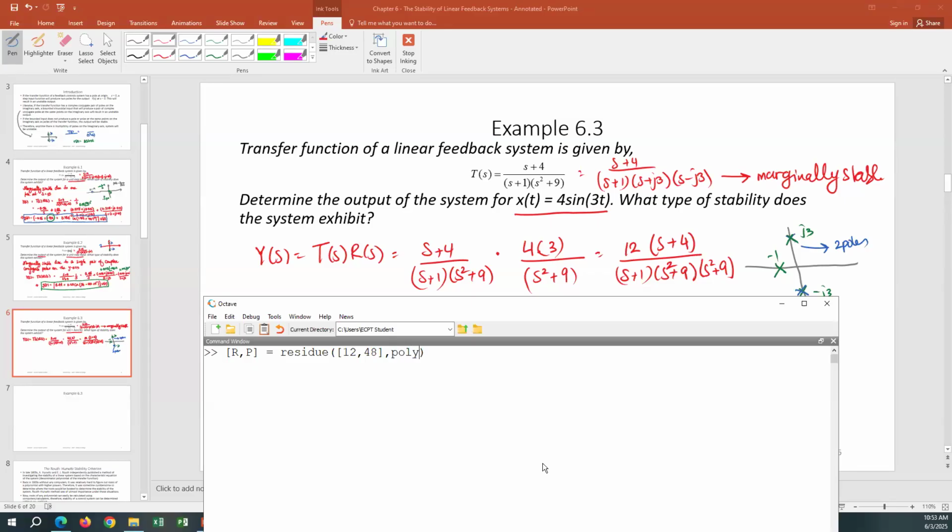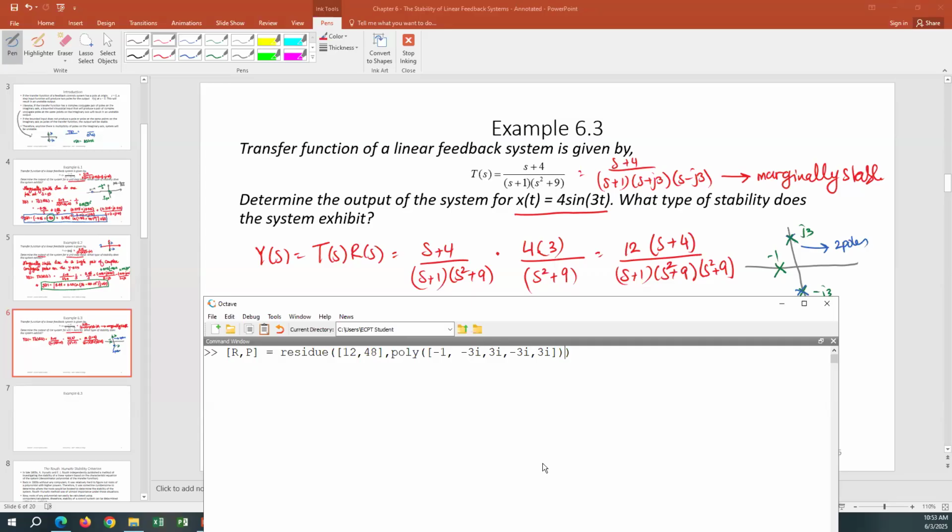The function is poly. If you know the roots, you can create a polynomial using the function poly. Since we already know the roots, instead of multiplying them out, I'll just let MATLAB calculate the polynomial. One of my roots, the first one, is -1. The second and third roots are negative j3 and positive j3, and then negative j3 and positive j3. So negative 3i, 3i, and then negative 3i and 3i. So these are all my roots.